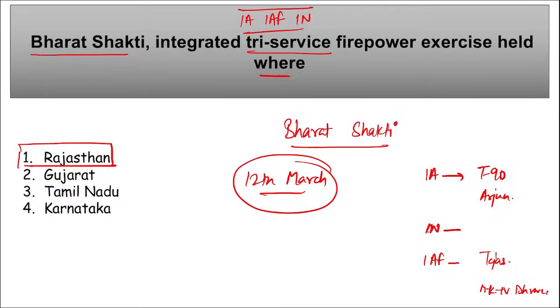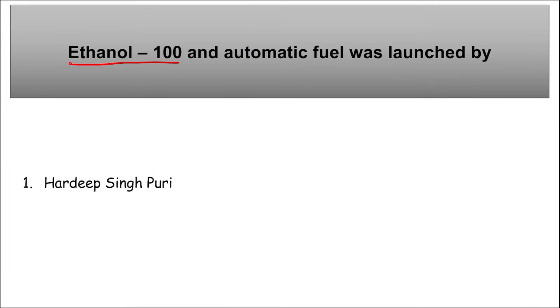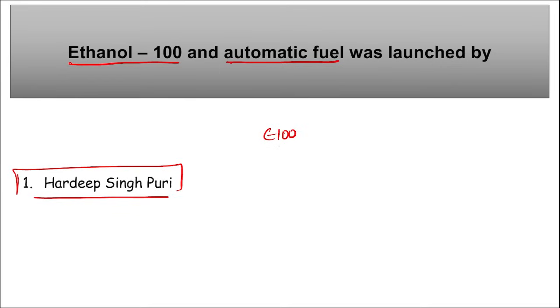Ethanol 100, an automatic fuel, was launched by whom? So this ethanol 100 was launched by Hardeep Singh Puri, who is our Union Minister of Petroleum and Natural Gas, correct? E100 is also written as ethanol 100 or E100, right? This is a clean, green fuel, right? And this is an alternative to gasoline.